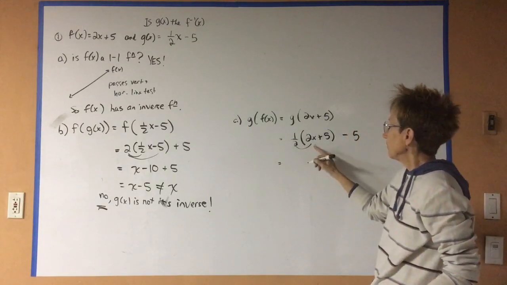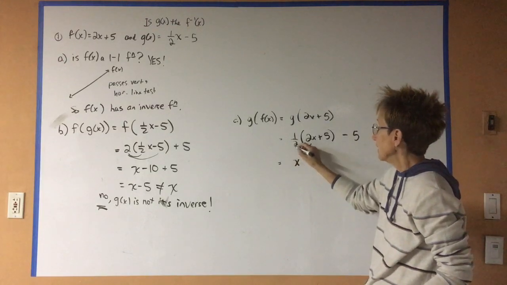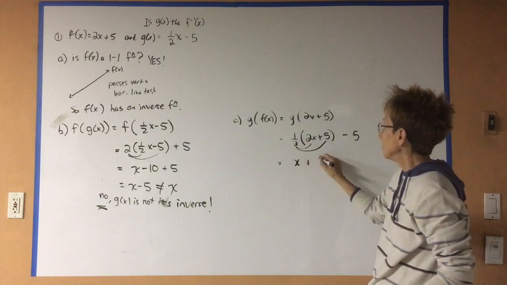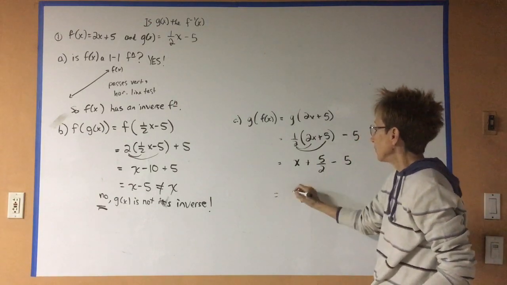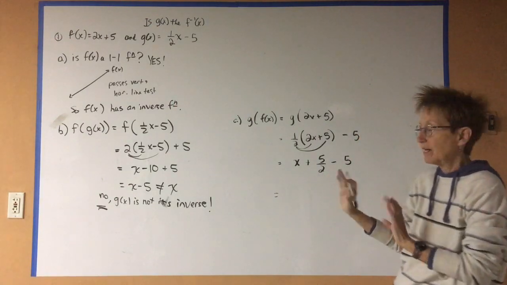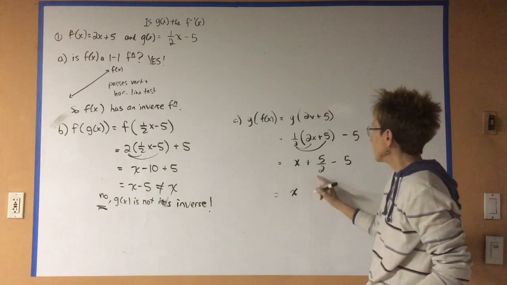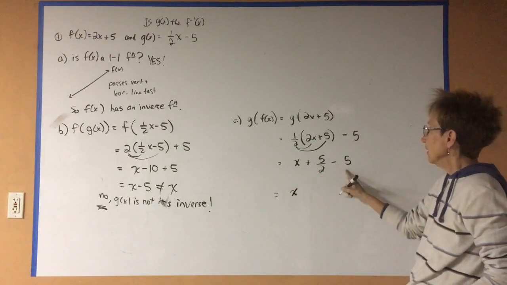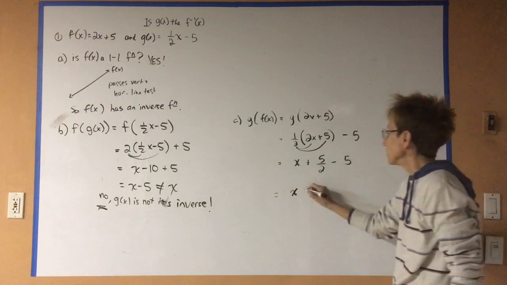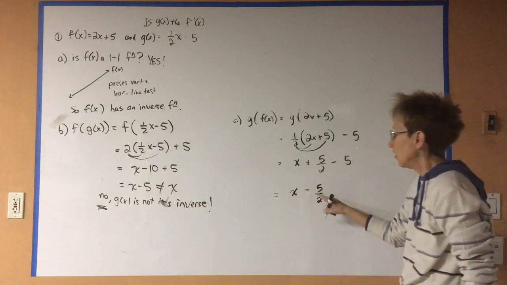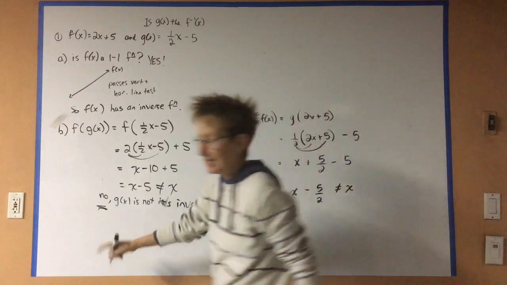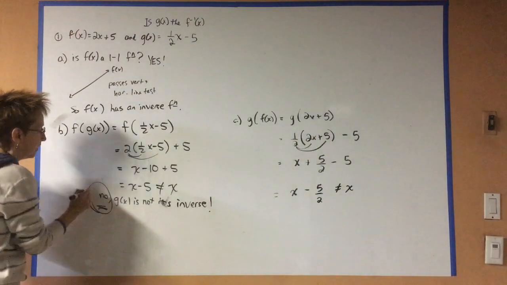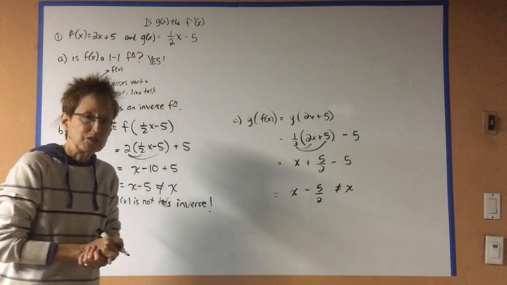I take 1/2 times 2x, I get x. Take 1/2 times 5, I get 5 halves. Minus 5. So this isn't going to work either, which is good. I just want to make sure I hadn't made a mistake. So this gives me x, but it doesn't just give me x. It gives me 5 halves minus 10 halves, which is negative 5 halves. So that constant is an issue, which is not equal to x. So I stand by this answer. No, g of x is not its inverse.